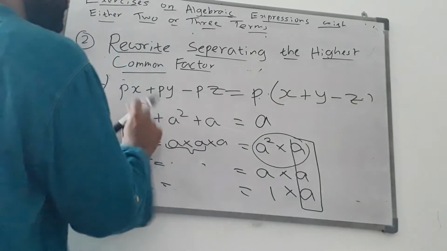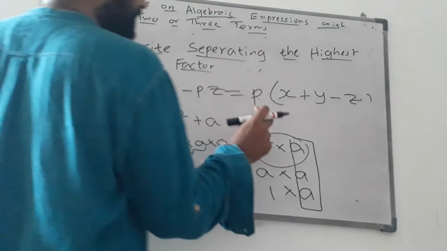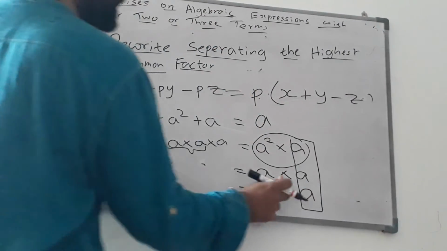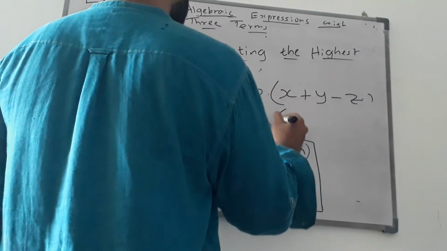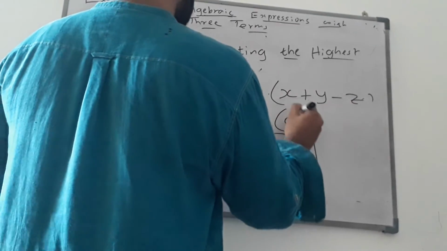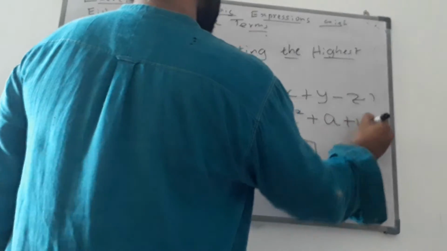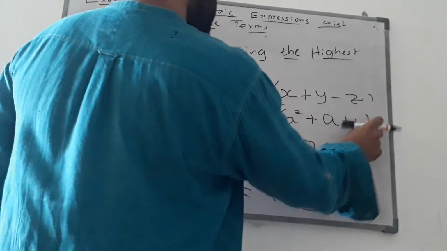a is common. a cubed, a to the power 3 means a to the power 2 times a. a to the power 2 means a times a. a means 1 times a. So we can take a out. Hence this will be a times a squared plus a plus 1.